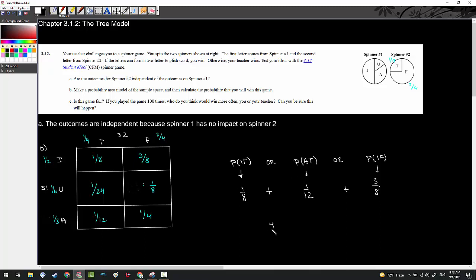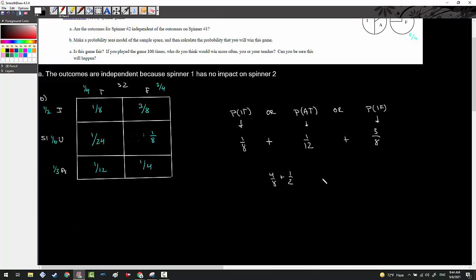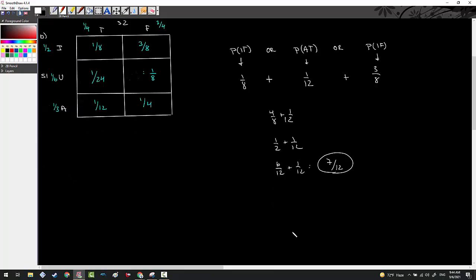I'm going to get 4/8 plus 1/12. Sorry, not 1/2, 1/12. There's going to be 1/2 plus 1/12. So let's go and get a common denominator here. So that's going to be 6/12 plus 1/12, which is going to be 7/12. So the probability ultimately of you winning, the probability of a win for you is going to be 7/12.